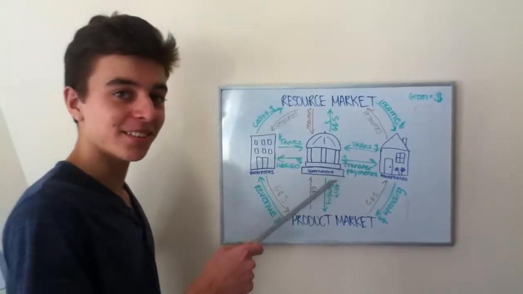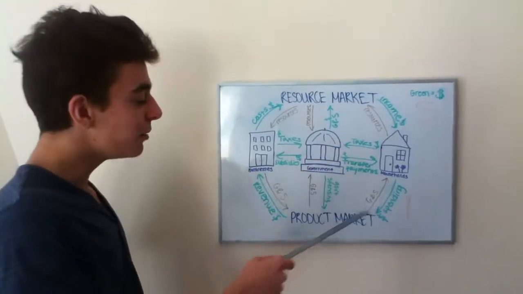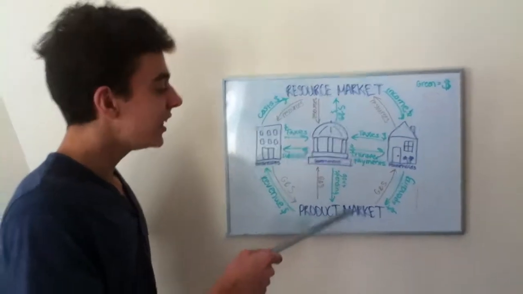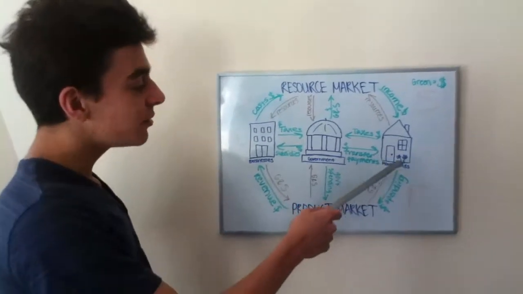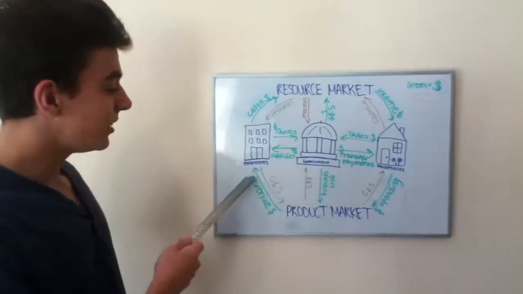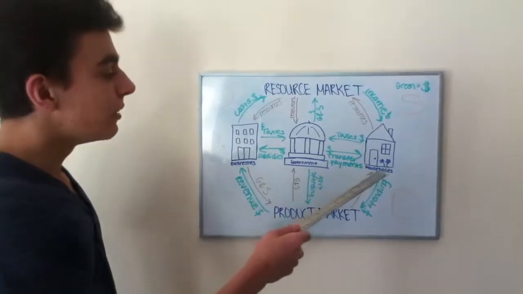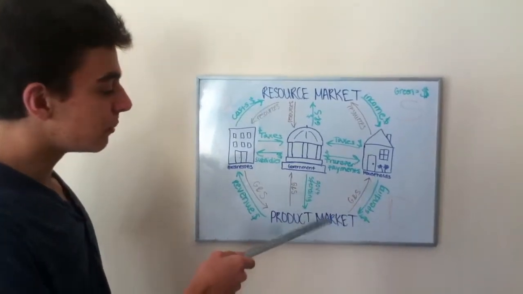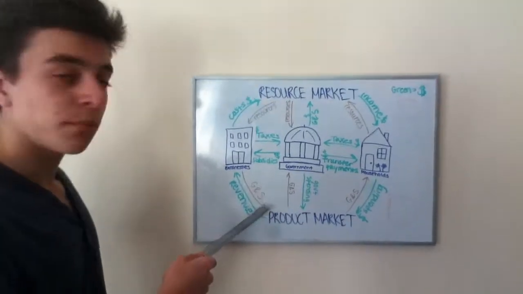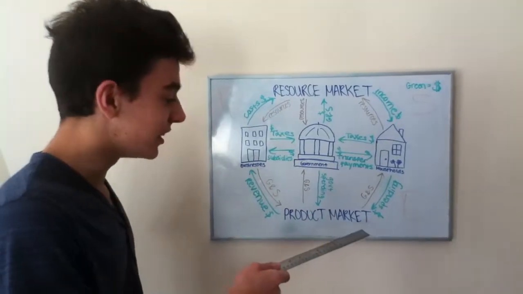This is the circular flow diagram, and I will be explaining the product market. In the product market, the households are the demanders and businesses are the suppliers. When households spend money in the product market, the businesses are supplying them with those goods and services.